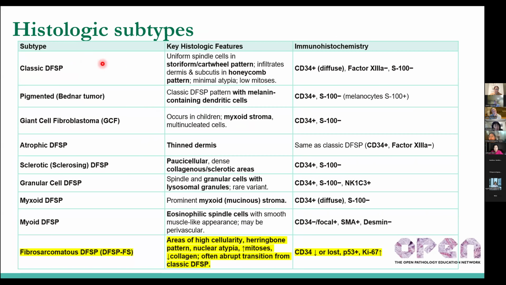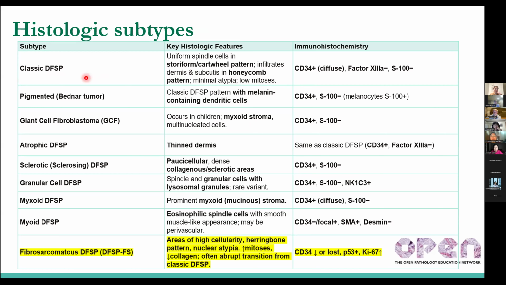There are many histological subtypes of DFSP. I'll go through each of them briefly, but I will be focusing on a very important subtype at the end. So we have our classic DFSP. As we've learned, it has uniform spindle cells in a storiform pattern. It infiltrates the dermis in a honeycomb pattern, but there's minimal atypia and low mitosis. It is strongly and diffusely positive for CD34, which is an IHC that we can use to diagnose DFSP, but it is negative for factor 13A and negative for S100.